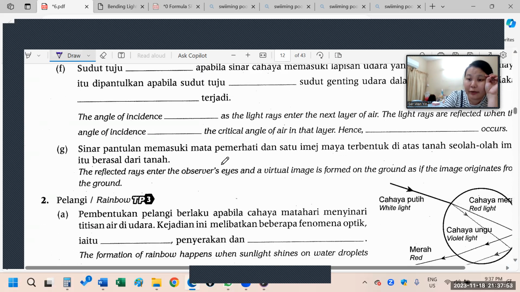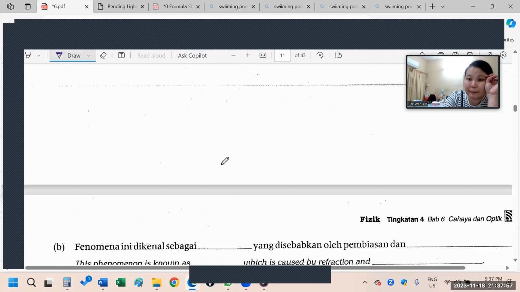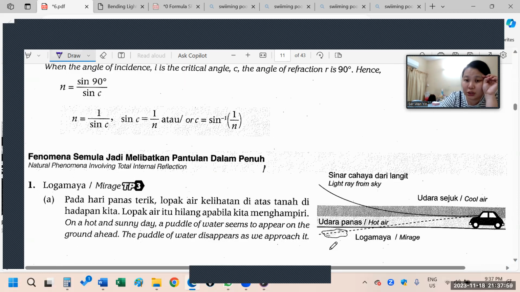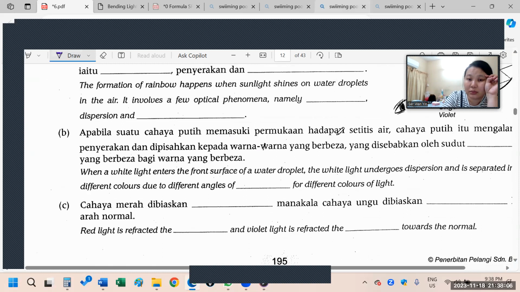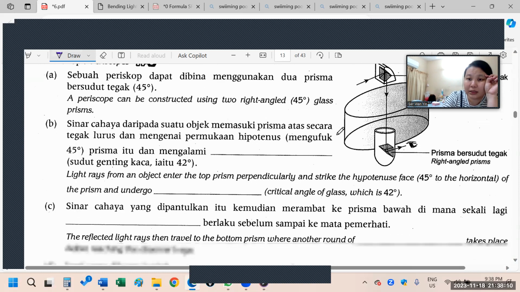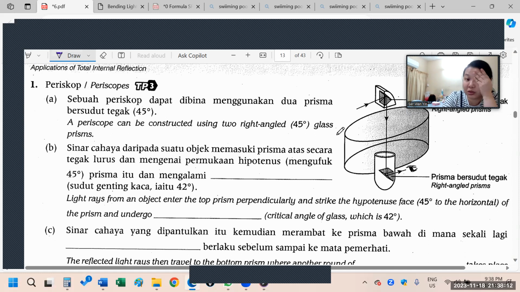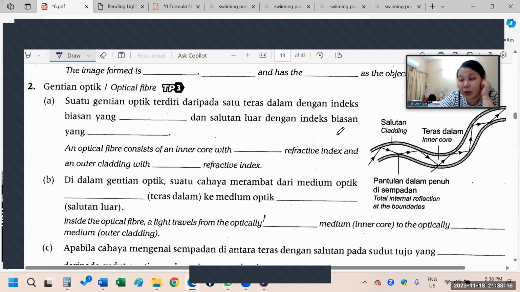So actually, rainbow also has total internal reflection. Mirage also has total internal reflection. And some others like periscope also have total internal reflection. And this is optical fiber, our Wi-Fi fiber. Okay, so up to here only.